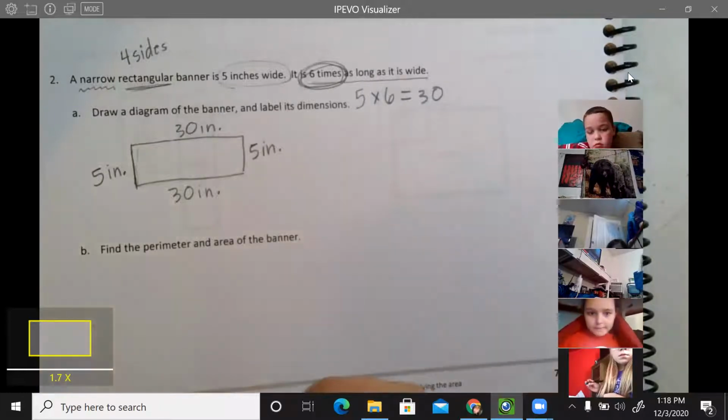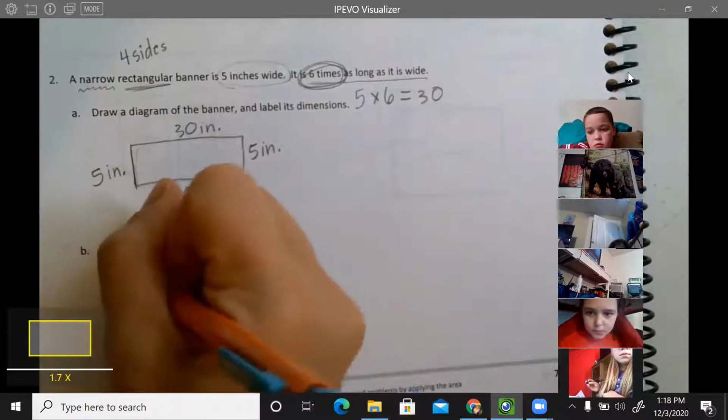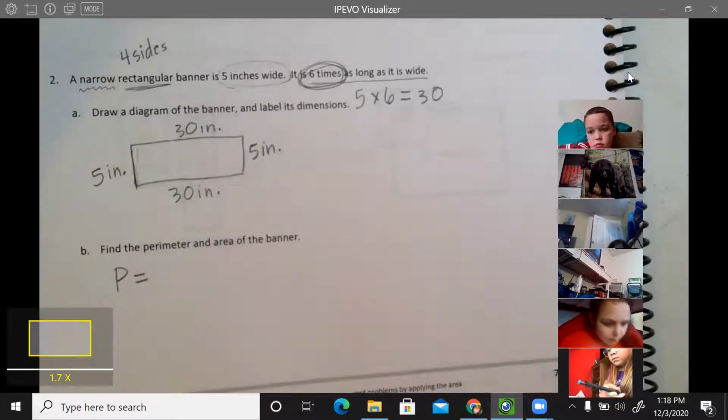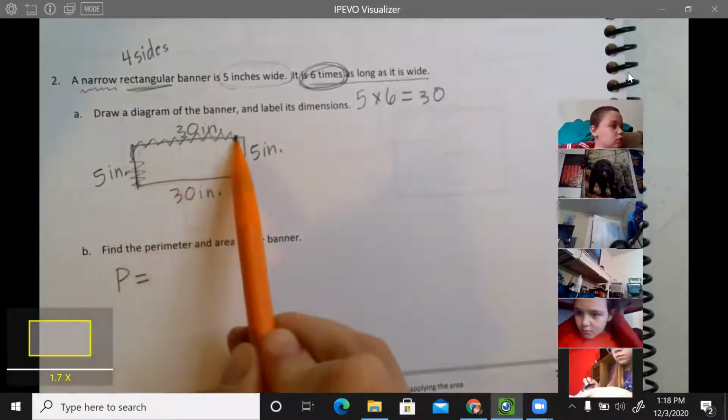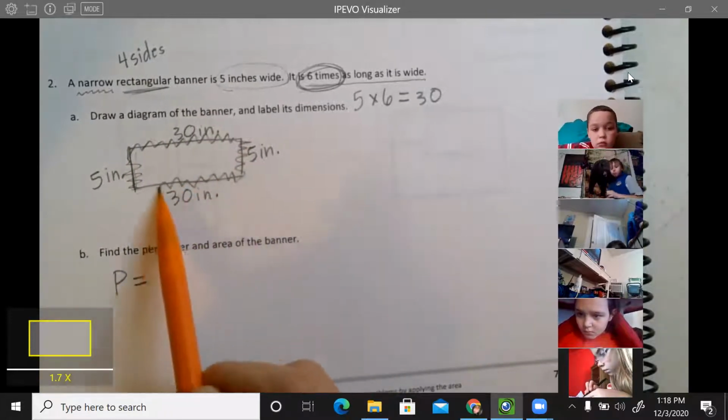Caliana, how do I find perimeter? I want to build a fence the whole way around this. What would I do to find out how much fence I need?